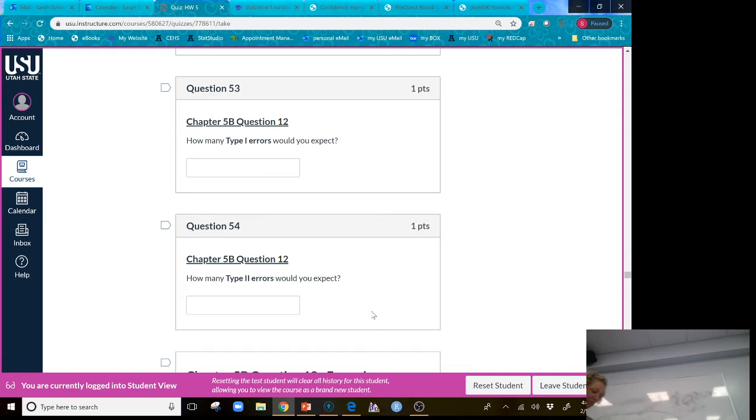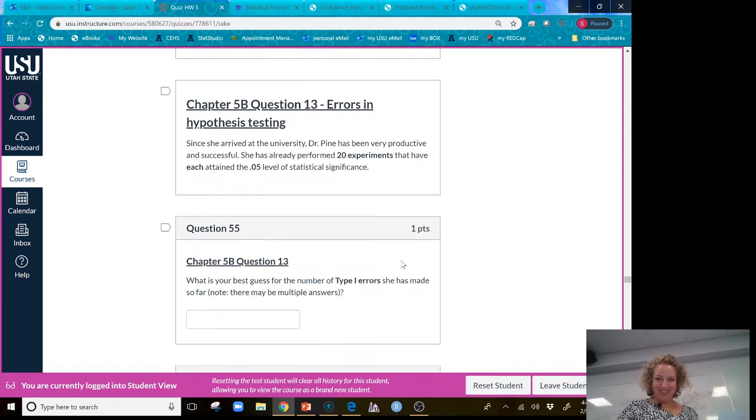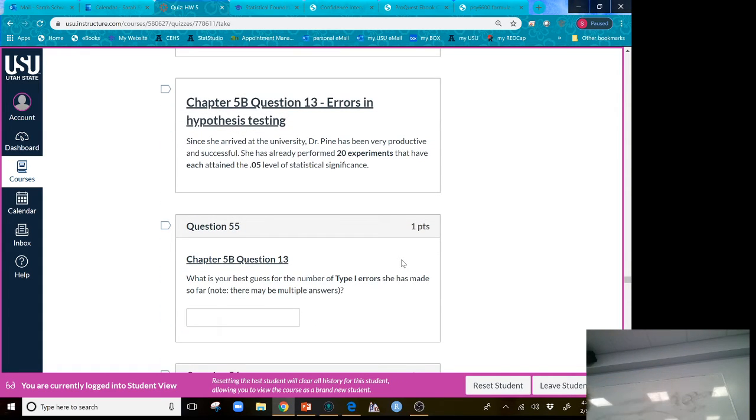That one's tricky, but this next one is even trickier. I will grade accordingly because I always do this in class before it's due. Since she arrived at the university, Dr. Pine has been very productive and successful. Got lots of publications. She's already performed 20 experiments, and all of them, every single one of them, has reached a 0.05 level of statistical significance. What's your best guess for the number of type 1 errors she's made?